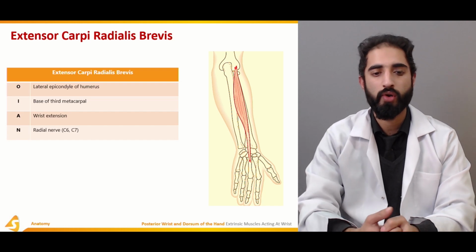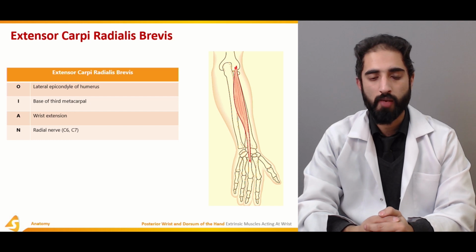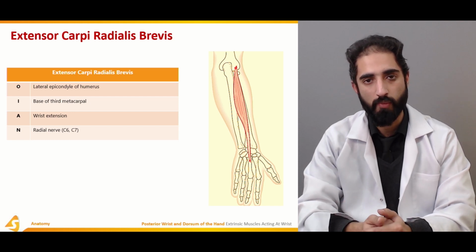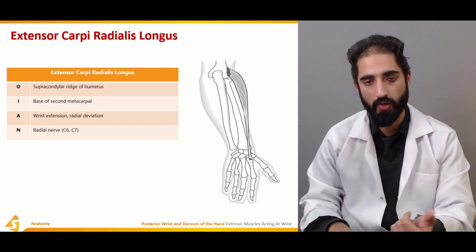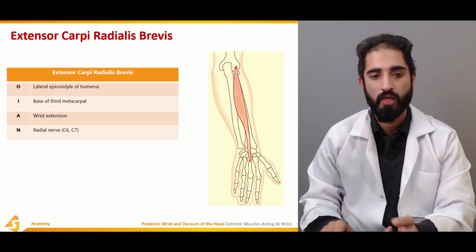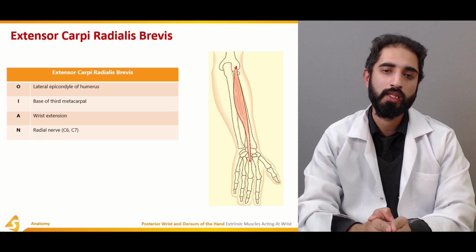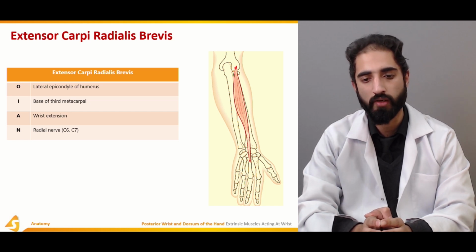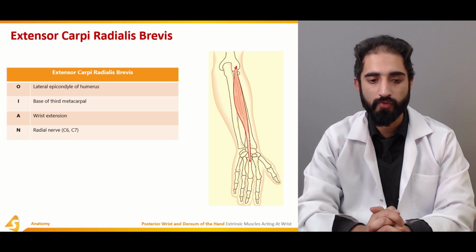The extensor carpi radialis brevis also has its attachment site from the lateral epicondyle of the humerus. However, it is slightly below the extensor carpi radialis longus, which was located slightly above on the supracondylar ridge of the humerus. The insertion is slightly more medial than the extensor carpi radialis longus, on the base of the third metacarpal, which is the level of the middle finger.